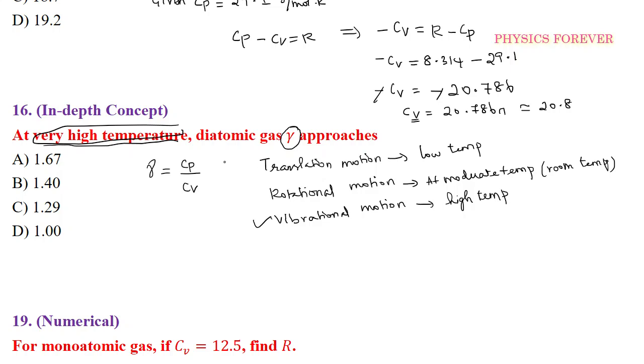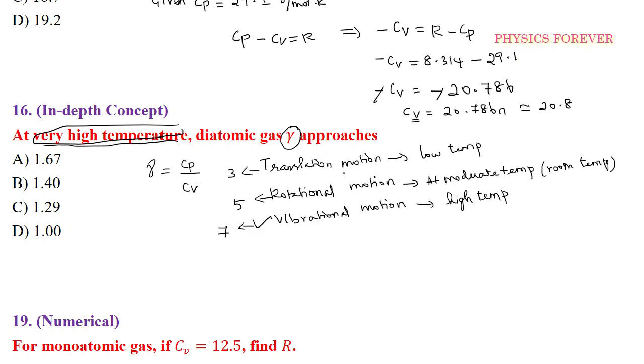What is the degree of freedom for translational motion at low temperature? 3. What is the degree of freedom for rotational motion at room temperature, that is moderate temperature? That is 5. Then vibrational motion at high temperature, what is the degree of freedom? That is 7. These are all the three cases: translational 3, rotational 5, vibrational 7. These are the degrees of freedom.